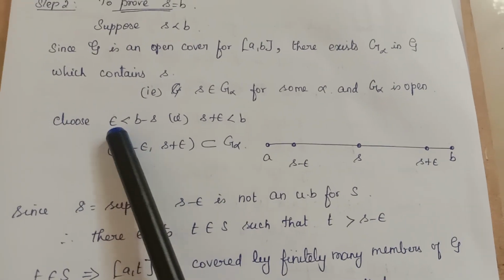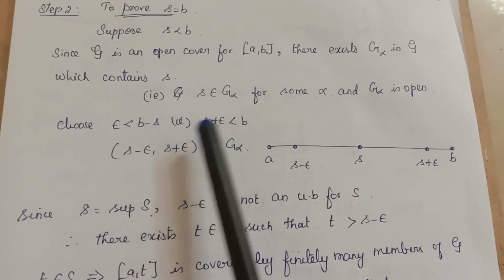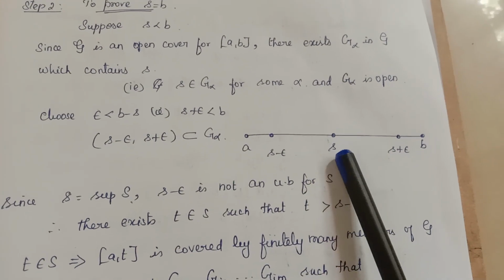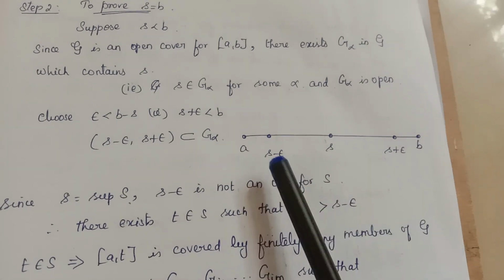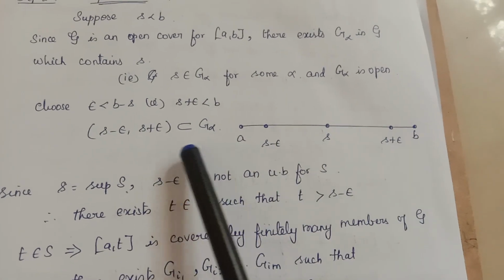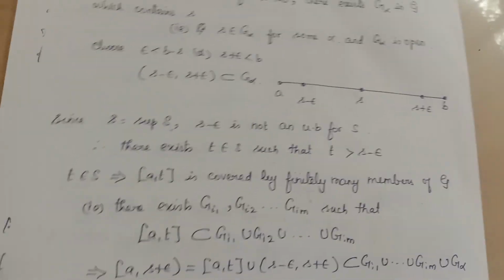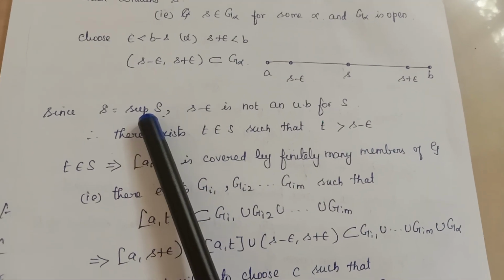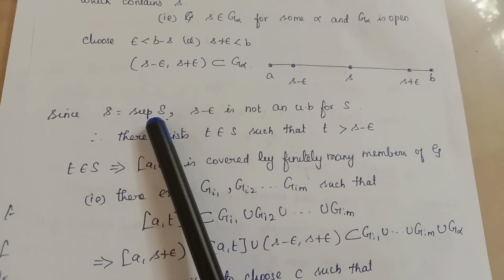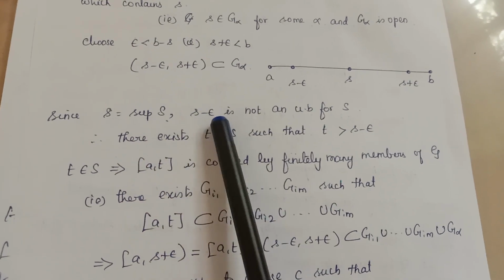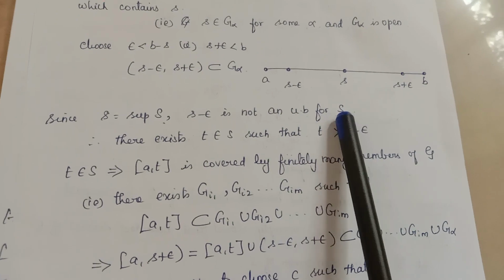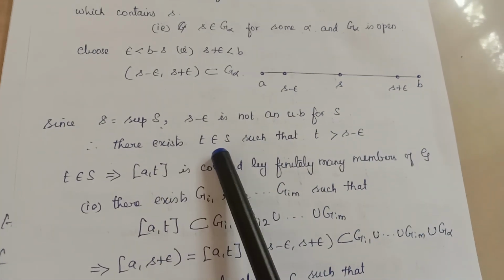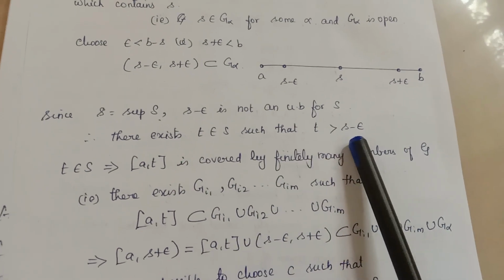Now I am choosing this epsilon to be less than B minus s, that is, s plus epsilon is less than B. This is my assumption, s is less than B, and I am choosing epsilon such that s minus epsilon to s plus epsilon is contained in G alpha. Now s is a supremum for S, so it is a least upper bound. That means any number less than s cannot be an upper bound. Therefore s minus epsilon cannot be an upper bound for capital S. Cannot be an upper bound means there exists a number T in capital S which is greater than s minus epsilon.